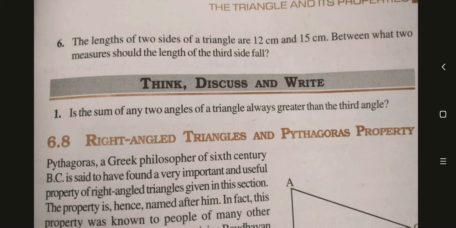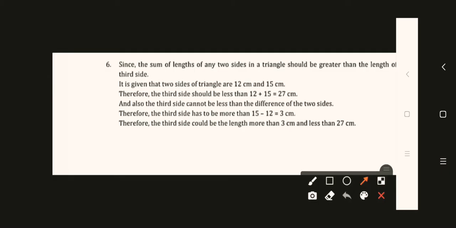Now let us see how we can solve this. This is the method we have to use. Firstly, we'll state the first property that the sum of the lengths of 2 sides of a triangle should be greater than the length of the third side, and then find the sum, which is equal to 27. So we know that the third side will always be less than 27. Now we'll find the difference. Here we find that the difference is 3 centimeters, so the length will always be greater than 3 centimeters. So we know that the length of the third side will be between 3 centimeters and 27 centimeters. This is the method to solve such questions.